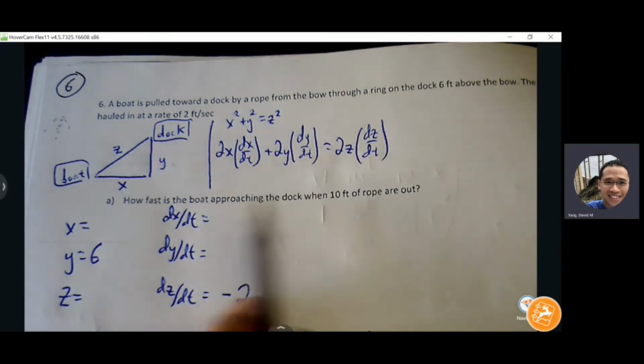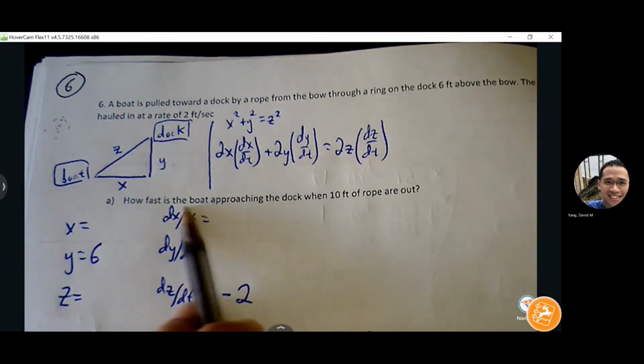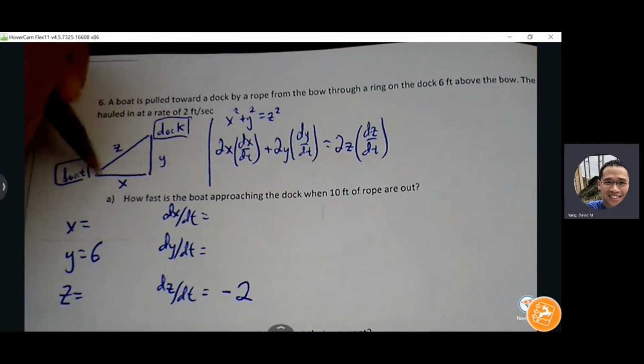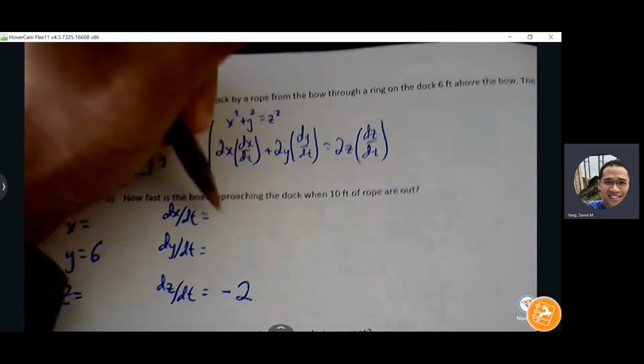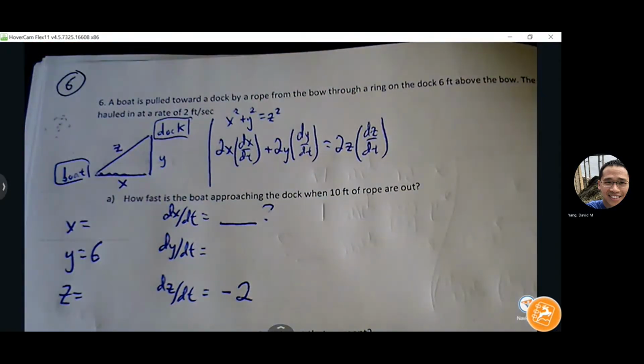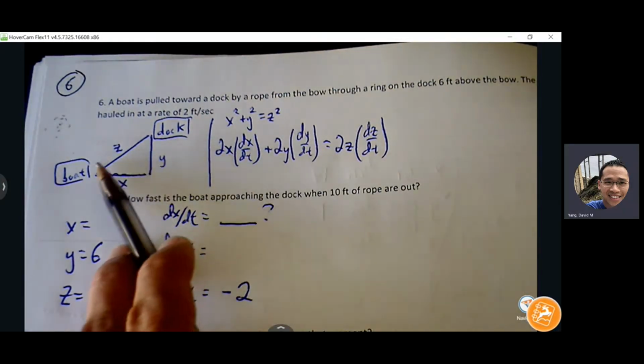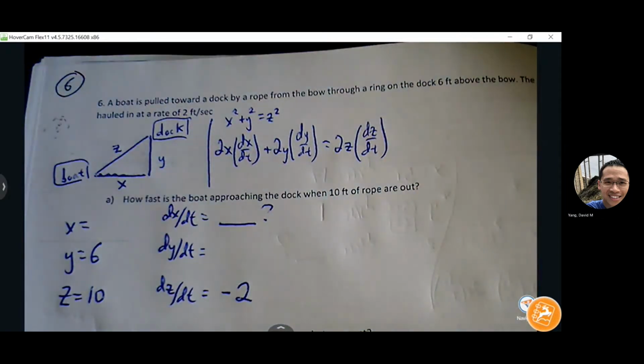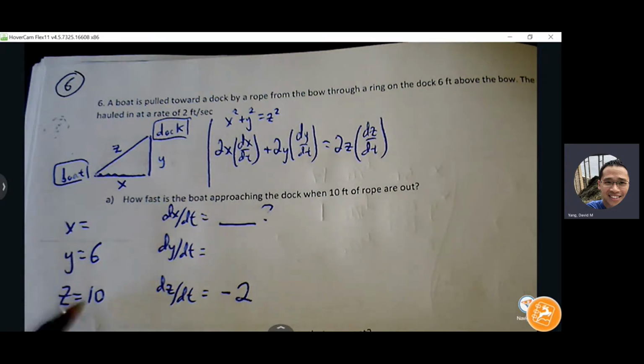How fast is the boat approaching the dock? dx/dt. We're talking about the speed of the boat in relation to the water, so dx/dt. When 10 feet of rope are out. That's z, right? The rope is here. Okay, how can we solve for x? Yeah, Pythagorean theorem. This is a variation of the 3, 4, 5 right triangle.